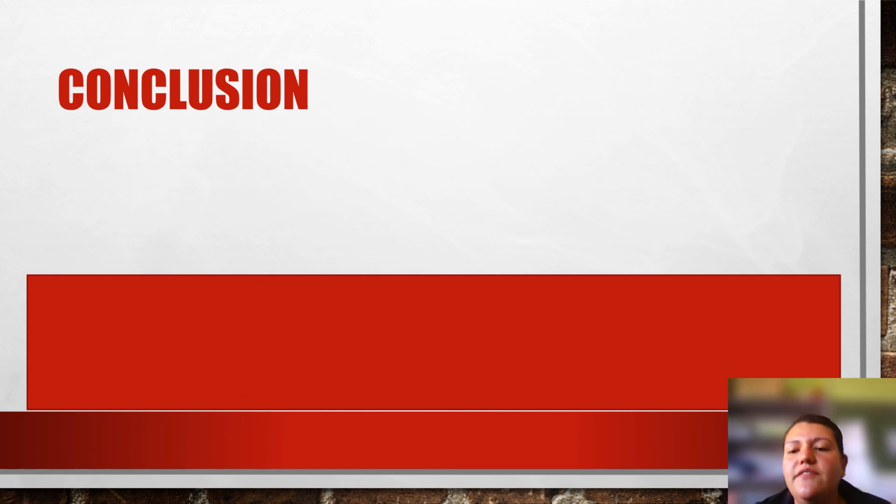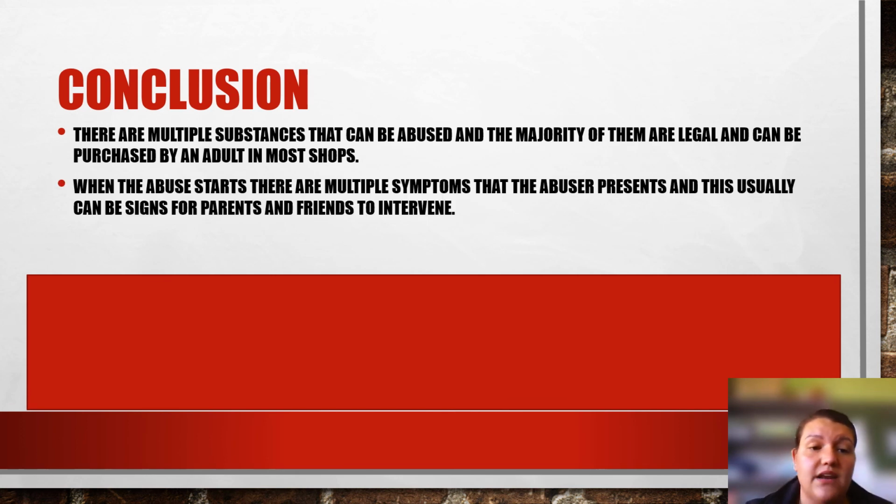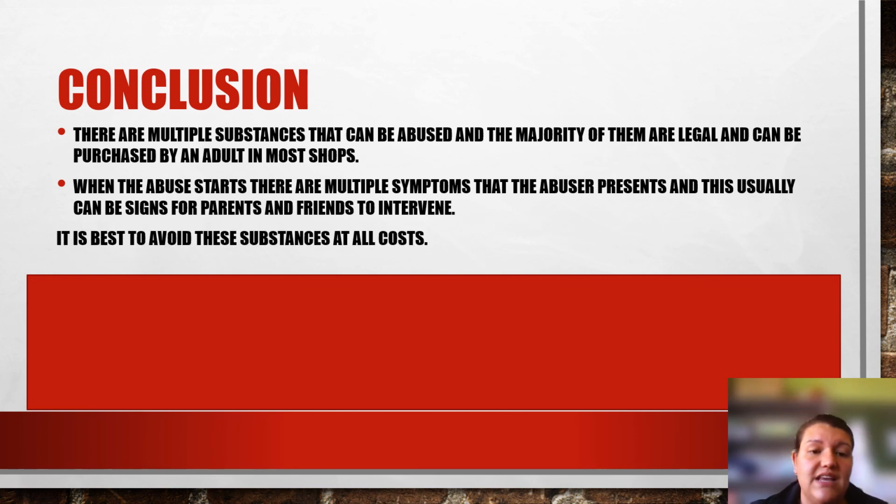So, at the end of our lesson, there are multiple substances that can be abused, and the majority of them are legal and can be purchased by most adults in any shop. When the abuse starts, there are multiple symptoms that the abuser presents, and this usually can be the sign for the parents or friends to step in and intervene. It is best to avoid these substances at all cost.